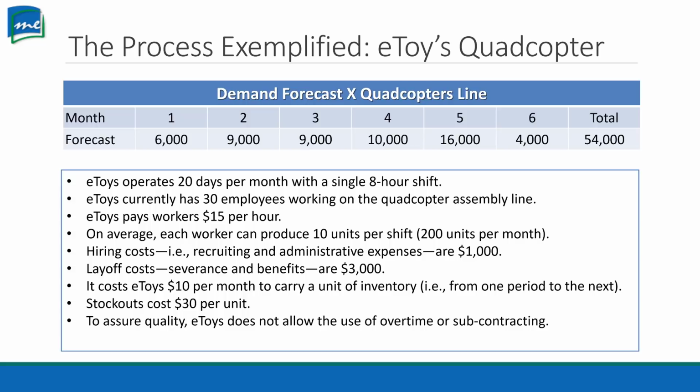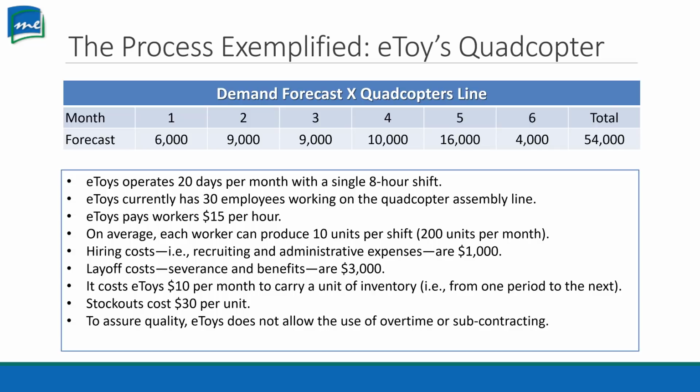eToys is the company, and it operates 20 days per month with a single 8-hour shift. They currently have 30 employees working on the quadcopter assembly line, and they pay each worker $15 an hour. On average, each worker can produce 10 units per shift, or 200 units per month. When they hire somebody, recruiting and administrative expenses are $1,000. Layoff costs, severance, and benefits are $3,000.